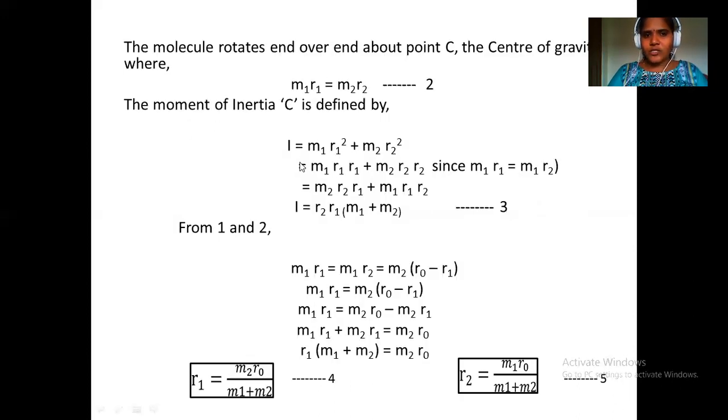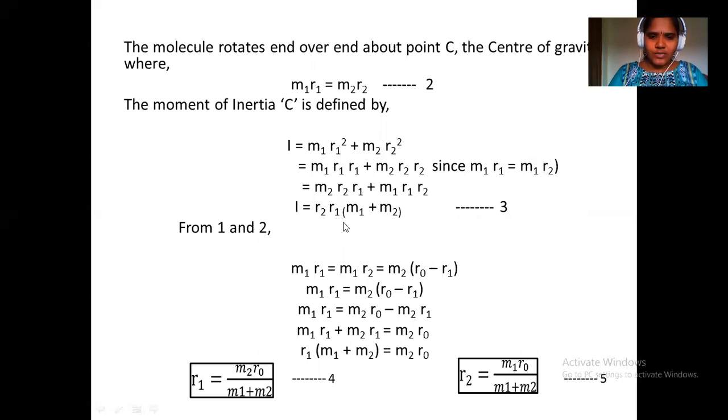The moment of inertia I is defined as m1r1 square plus m2r2 square, because inertia is generally a sum of mass times radius square. Here I have a diatomic molecule, so I consider two terms. Since m1r1 is equal to m2r2, I can write this as m1r1r2 plus m2r2r1. Taking r1r2 common, I get I equal to r1r2 into m1 plus m2.